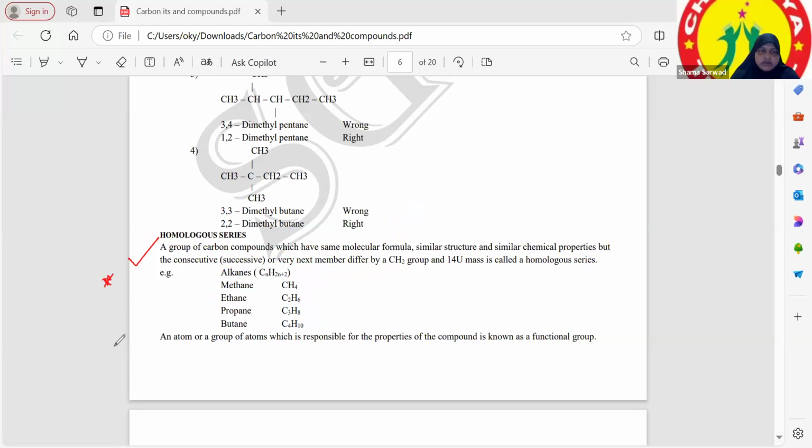And what is the functional group? Ma'am, the double bonds and triple bonds. Yeah, the atom or group of atoms. Actually, it should be a group of carbon compounds which have the same general formula and the same functional group, having similar chemical properties, but the rest all things, okay. So these two things, molecular formula and same functional group, you need to change.